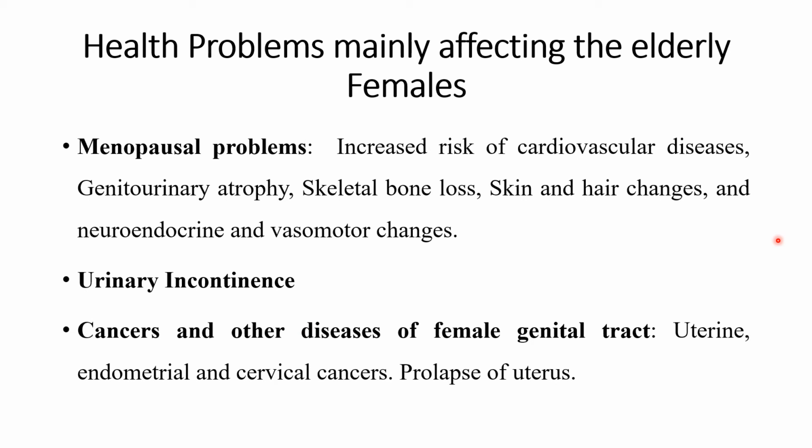Okay. Now the health problems that are mainly affecting the elderly females. So menopausal problems. They may have increased risk of cardiovascular diseases. They may have genitourinary atrophy. Then they may have skeletal bone loss. They may have skin and hair changes and neuroendocrine and vasomotor changes. All these things.